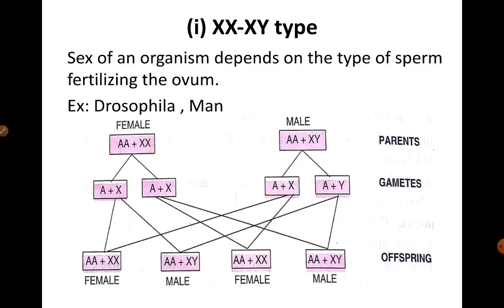As the two types of sperms are produced in equal proportions, there are equal chances of getting a male or a female child in a particular mating. And this Y chromosome determines the male sex of the individual, and hence it is called the androsome. So this is how the XX and XY type of sex determination occurs.